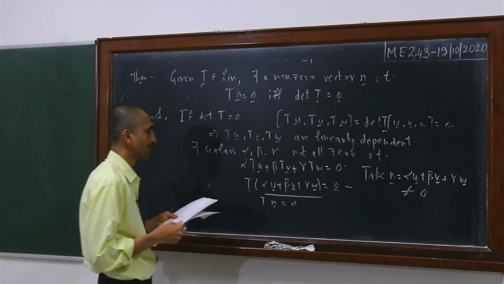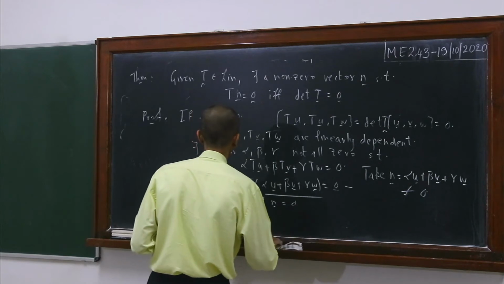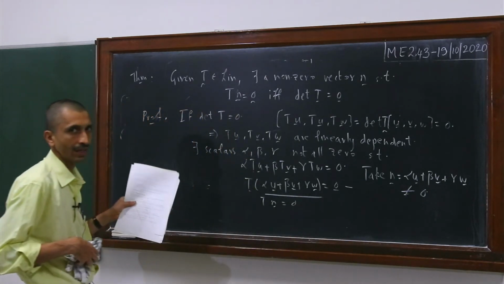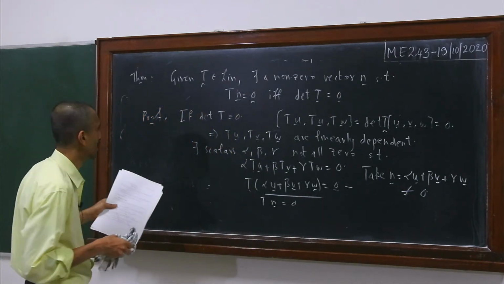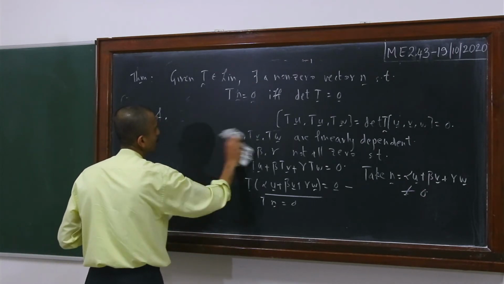So conversely, now we need to show that if there exists a non-trivial vector n, then the determinant of T is 0. So let us try to show the converse of this particular theorem here.